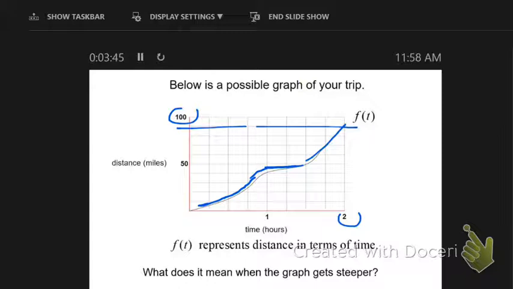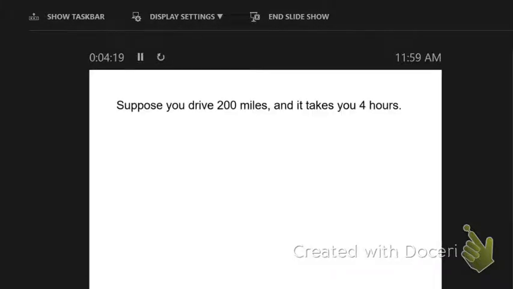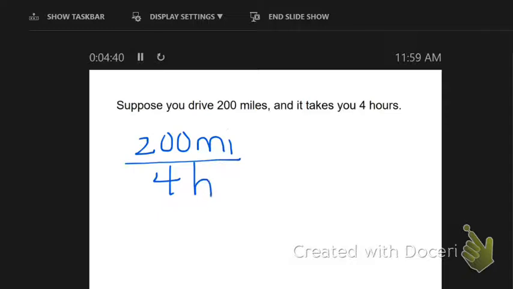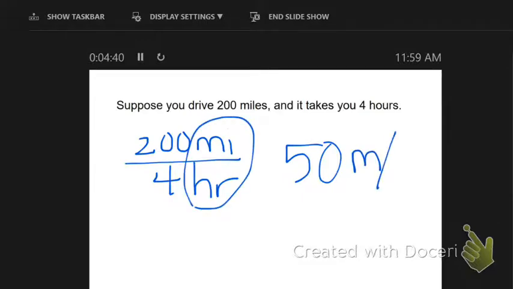All right, well, here's another scenario. Let's say you take a 200-mile trip. You go on a trip for 200 miles, and it takes you 4 hours. Just off the top of your head, what can you summarize? Anything. What could you come up with? You drove 200 miles. It took you 4 hours. Well, that's 50. And if I look at the units, it's 50 miles per hour.